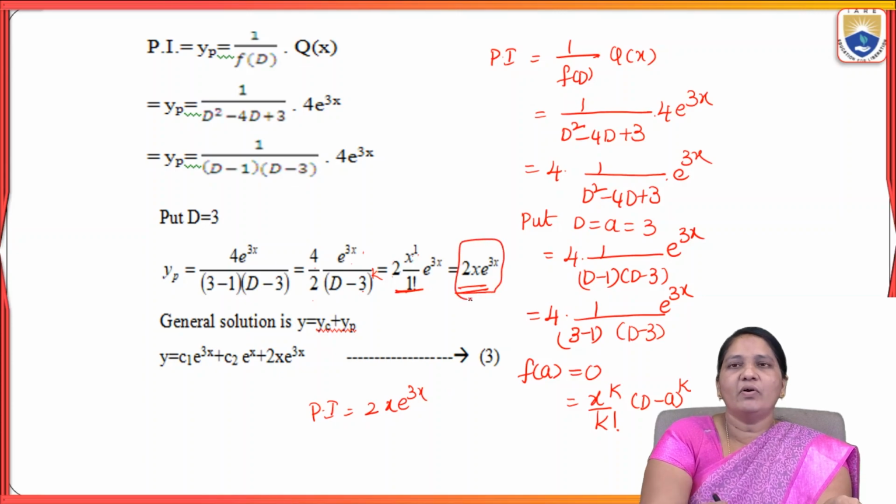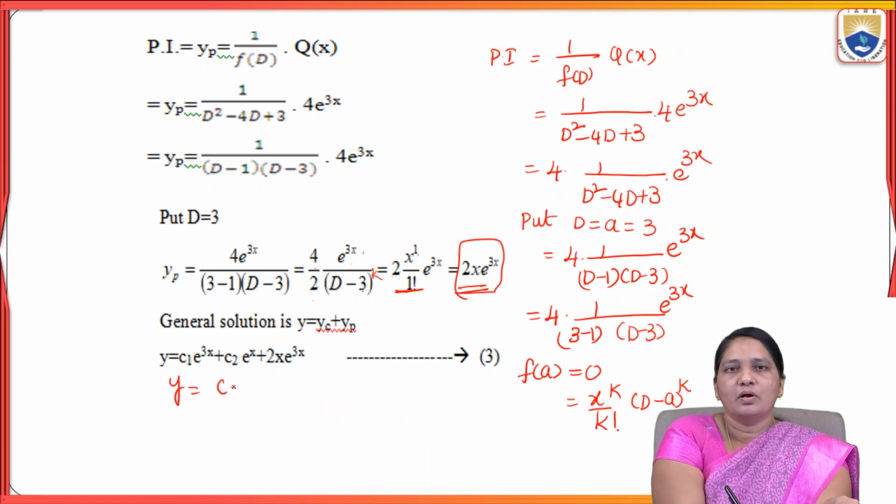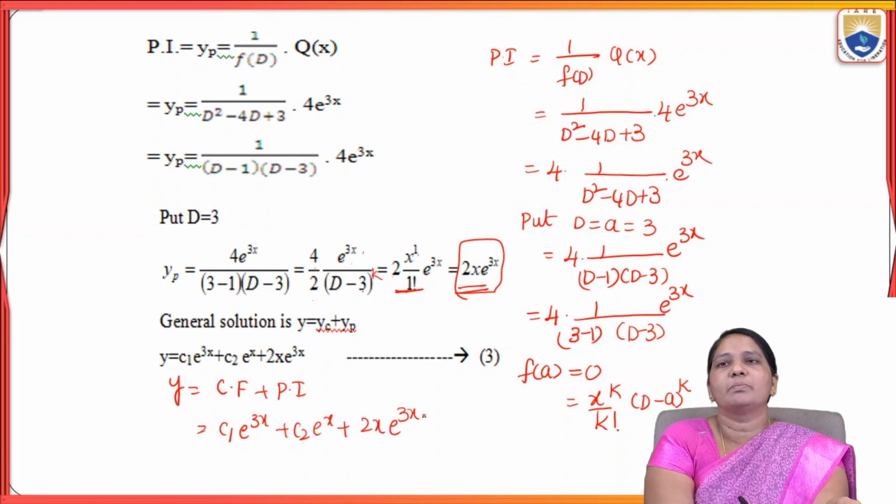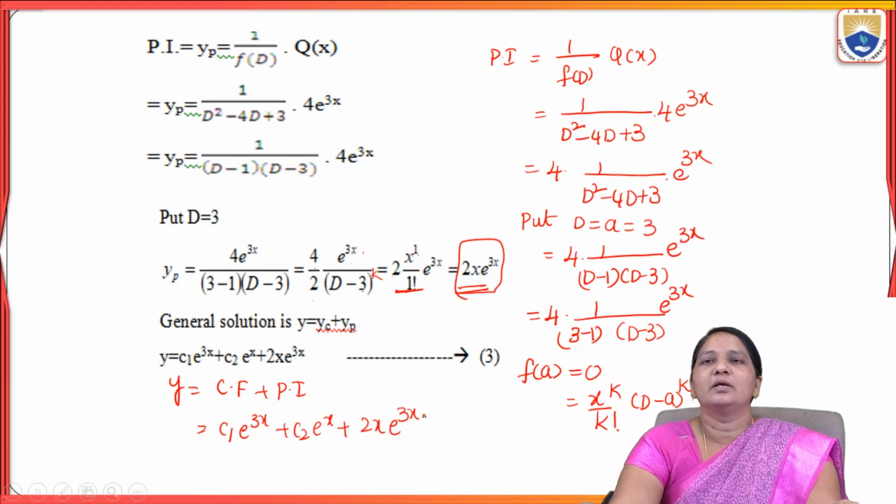So now I calculated the particular integral also. So what is the general solution? General solution is y equal to complementary function plus particular integral. What is the complementary function? C1 e power 3x plus C2 e power x, plus here the particular integral is 2x into e power 3x. So this is the way to calculate the complete solution of the given equation.